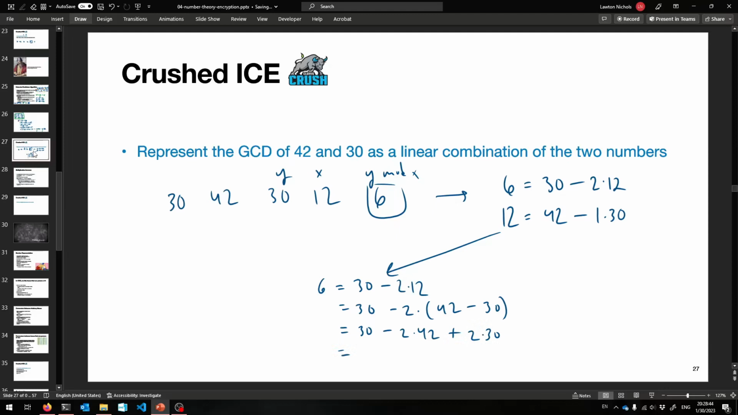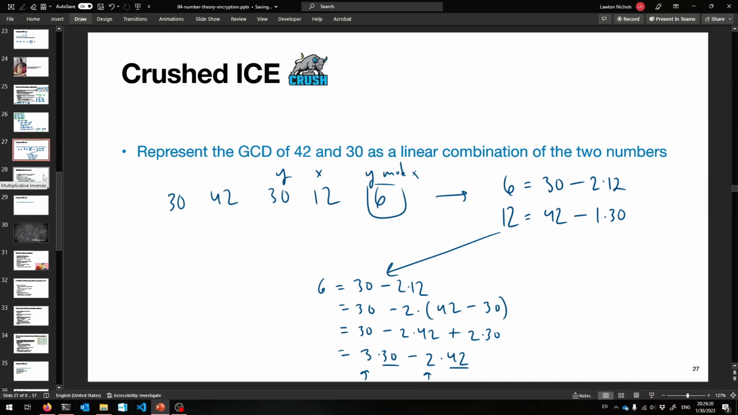And so how many 30s do I have? I have 1, 2, 3 of them. So it's 3 times 30 plus, minus 2 times 42. And that is my linear combination. So here is my original two numbers, 30 and 42, that I took the GCD of. The GCD is 6. That is equal to 3 times 30 minus 2 times 42, a linear combination of those two numbers. Okay, so that's the extended Euclidean algorithm all over again. I hope it's still making a bit of sense.